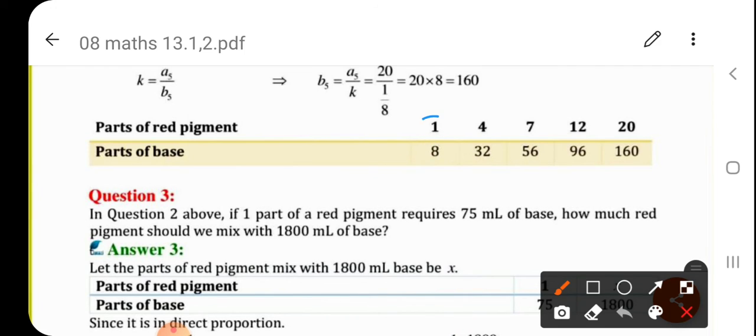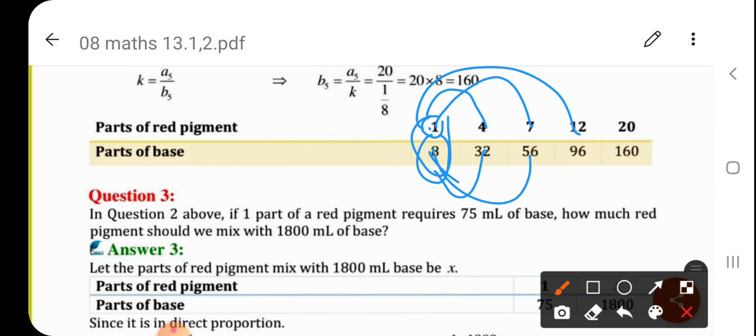And it's very easy: 1 upon 8. Here 1 is multiplied by 4, so in the denominator you have to multiply by 4. 8 fours are 32. 1 is multiplied by 7, so 8 is multiplied by 7. Here 12 ones are 12, 12 eights are 96... for 20, 8 into 20, 160.